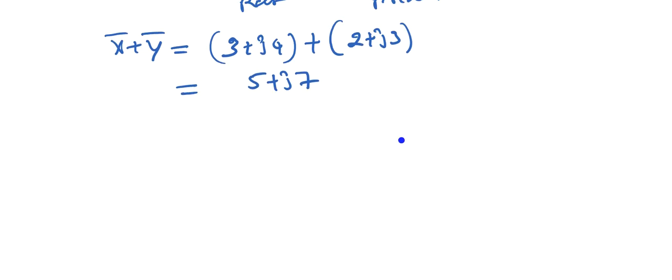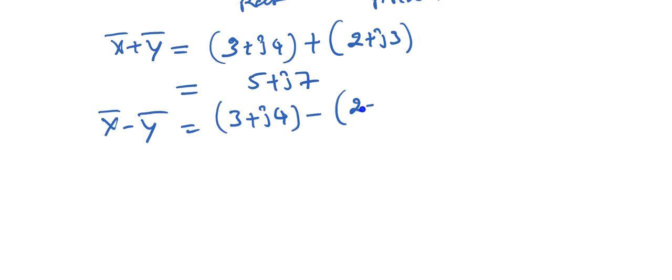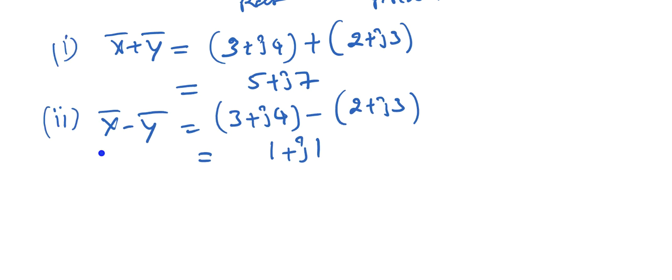You can do the subtraction also. Same, use the rectangular form to do the subtraction, so that you will easily get it. Do this, and you are going to get 1 plus j1, something like that. This is the first point, and this is the second one. Now go for the third one.